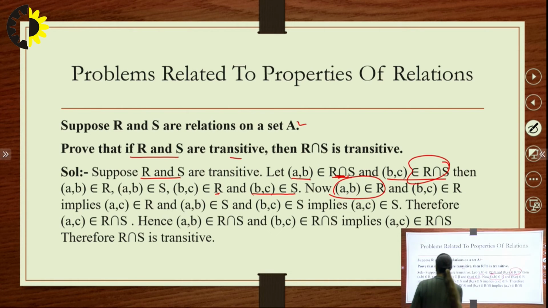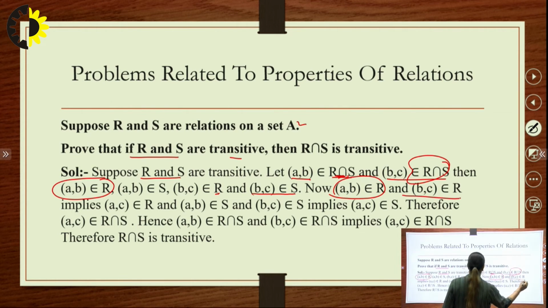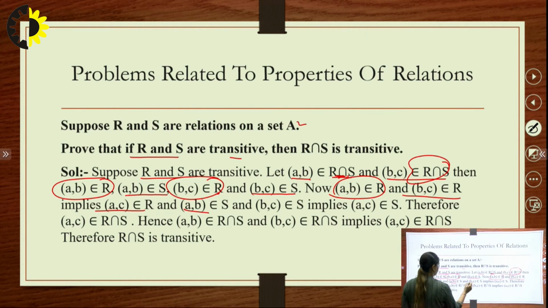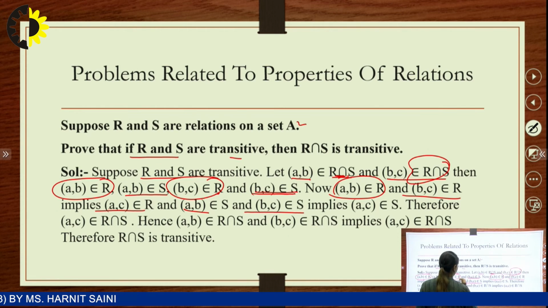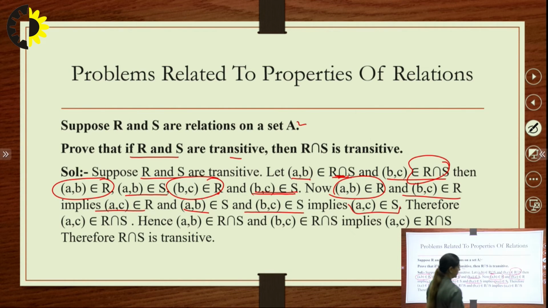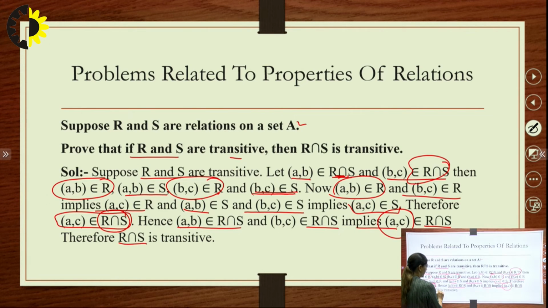(a, b) belongs to R we get from here, and (b, c) belongs to R we get from here, which implies that (a, c) belongs to R. And (a, b) belongs to S we get from here, and (b, c) belongs to S we get from here, which implies that (a, c) belongs to S. Therefore, (a, c) belongs to R intersection S. We got it in S also, we got it in R also, so it is in R intersection S. Hence, (a, b) belongs to R intersection S and (b, c) belongs to R intersection S implies that (a, c) also belongs to R intersection S. So, therefore, R intersection S is transitive.